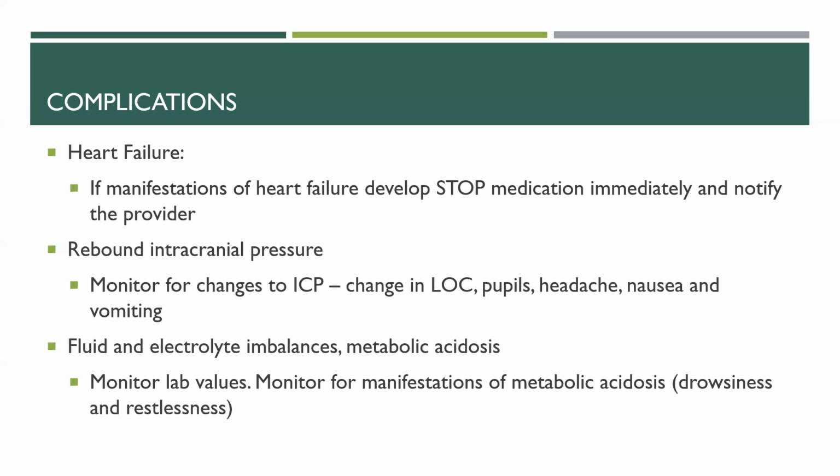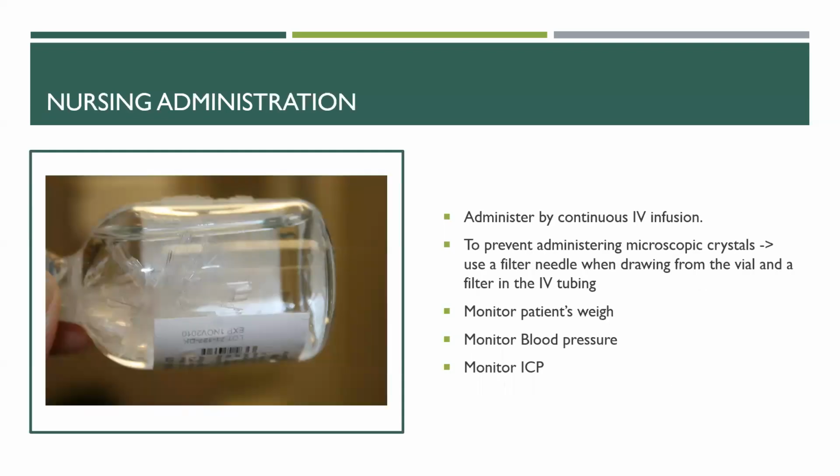Fluid and electrolyte imbalances, metabolic acidosis. So if you've got metabolic acidosis, you want to look for things like drowsiness and restlessness. So nursing administration, it's administered by continuous IV infusion. And this is one of those medications that you need a central line. And you also need a filter when drawing from the vial and a filter in the tube lining.